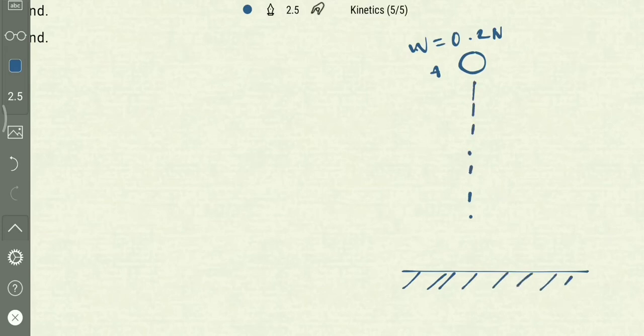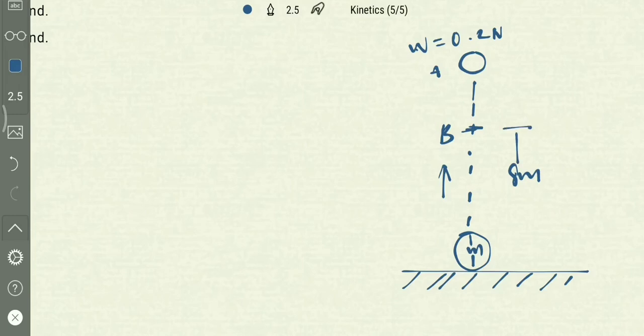It travels from height A and reaches the ground, and it again travels upwards and reaches a point B, which is 8 meters from the ground. Here it is dropped from a height of 10 meters, hits the ground, and rebounds up to a height of 8 meters.